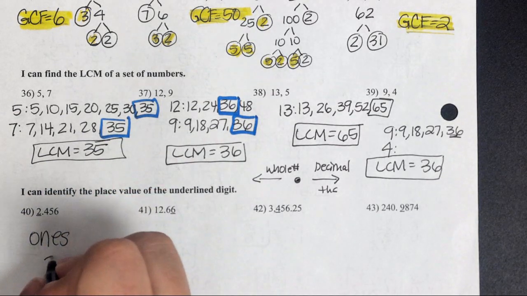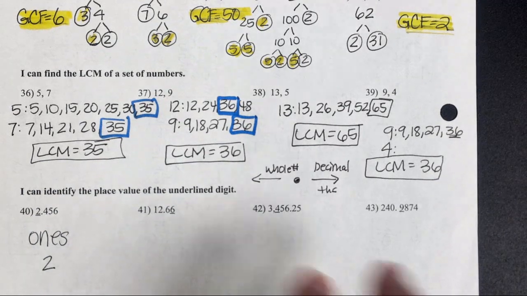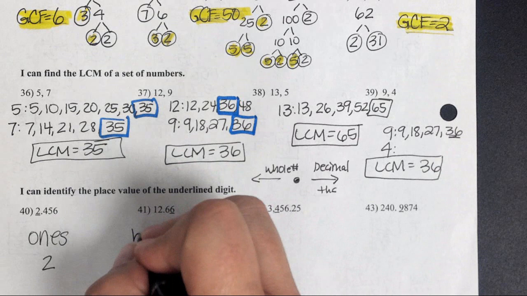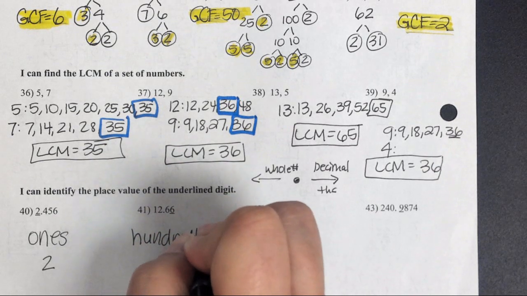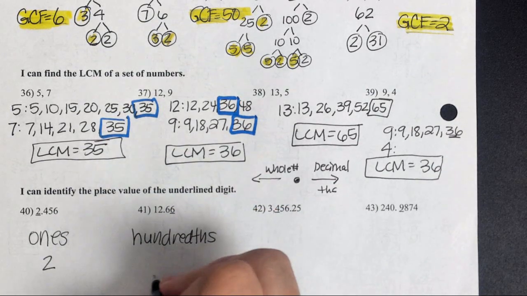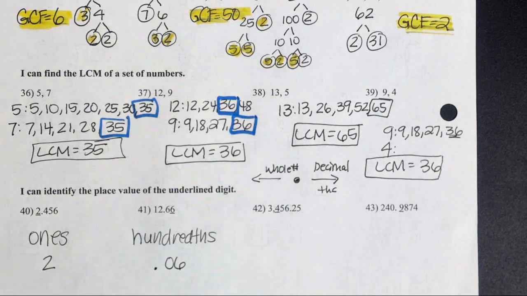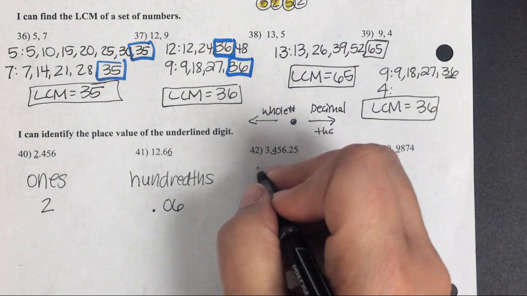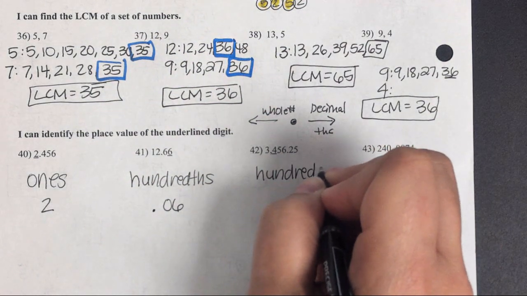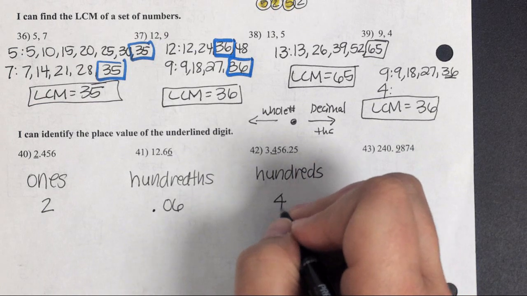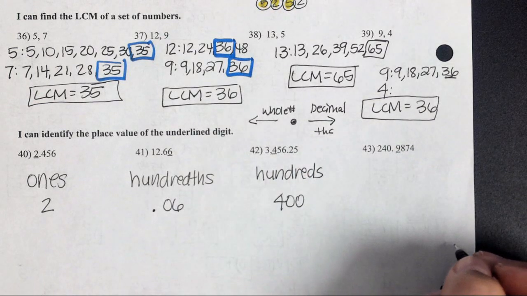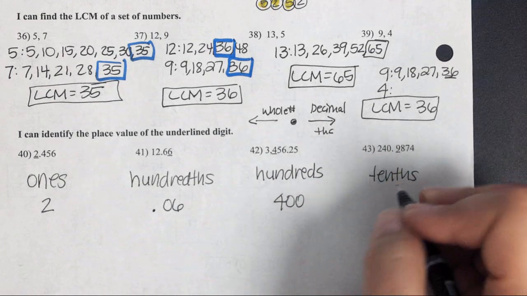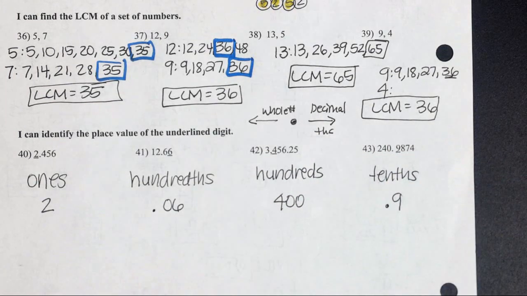The value there would be 2 because we have a 2 in the ones place. Looking at this, it's in the tenths, hundredths place. And a 6 in the hundredths place, the value would simply be 6 hundredths. Okay, 3 places to the left, this is our hundreds. And a 4 in the hundreds would be 400. And then the last one we have the tenths place. A 9 in the tenths would be 9/10.